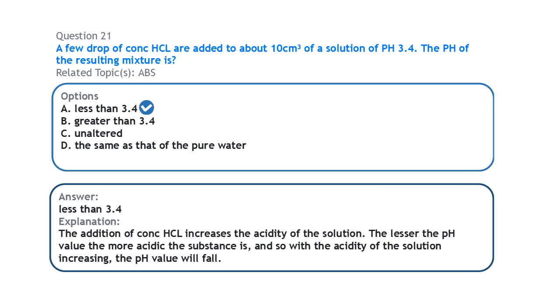Remember that the lesser the more acidic, but the greater away from 7, the more alkaline or basic that substance is. But in this case, adding this acid to that solution will make it more acidic. That means that its pH value will even drop, so it will be less than 3.4.